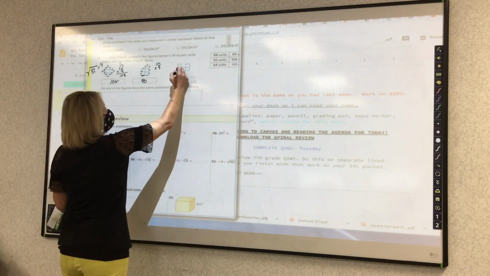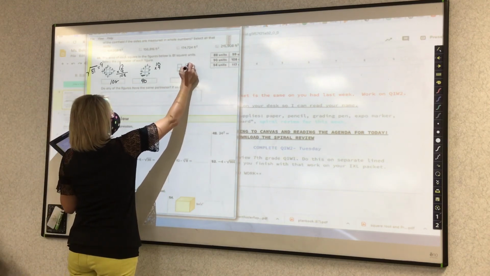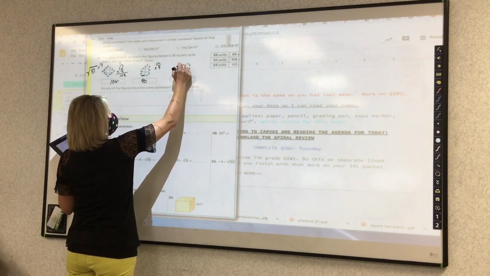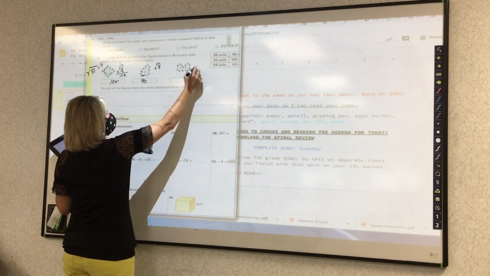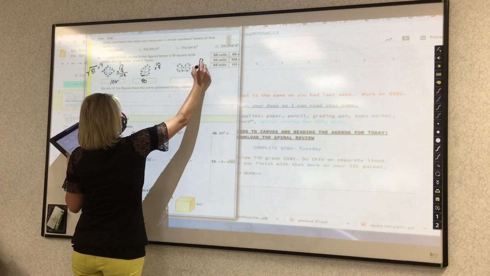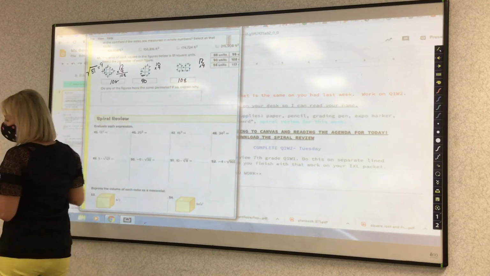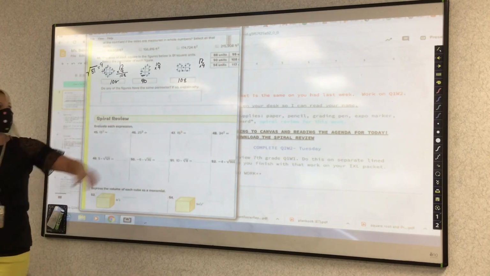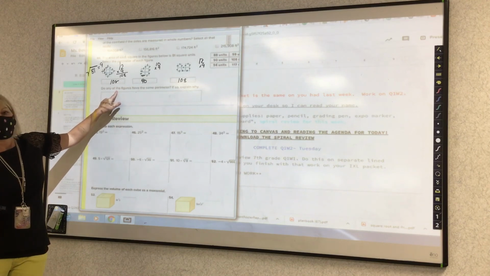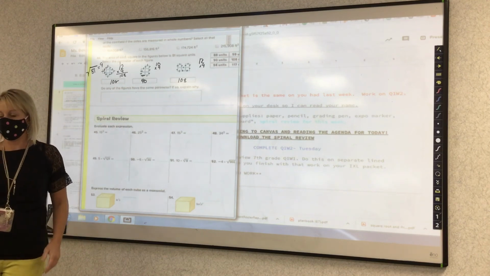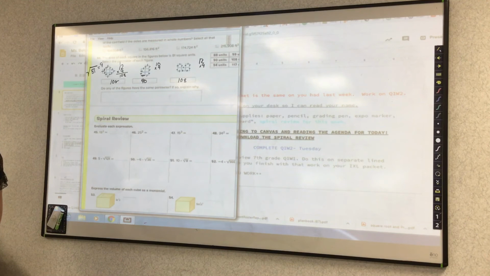Then I count. 1, 2, 3, 4, 5, 6, 7, 8, 9, 10, 11, 12. 12 times 9 is 108. It's in the answer bank because I've already used it once, but I can use it more than once. Just because you use it doesn't mean you can't use it again.